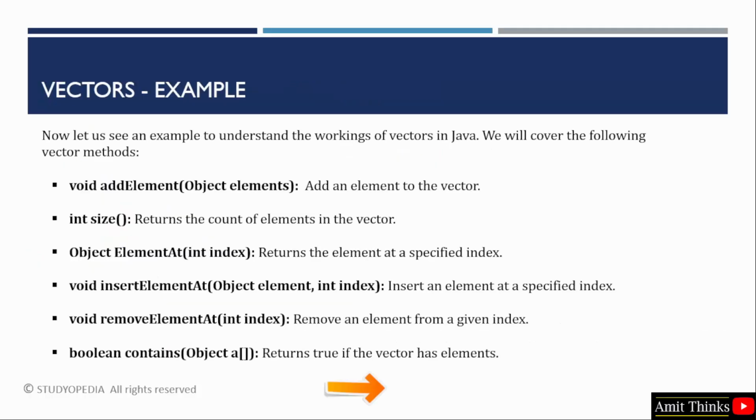Now let us see an example of vectors in Java. Here we will understand some of the built-in methods of vectors in which we will add an element and get the size of the elements. We will also play around with indexes, that is, insert an element at a specific index, remove an element from a given index, and others. Let us start.